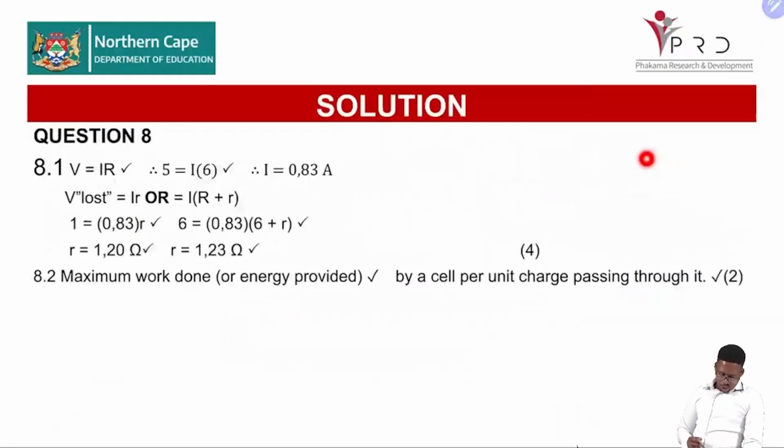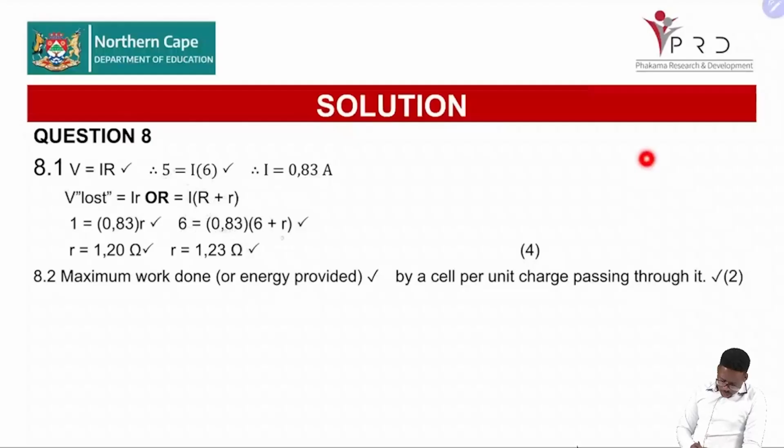So now you know that we can use V is equal to IR for V lost, or we can use the whole formula: EMF is equal to total current multiplied by R external plus internal resistance. Our EMF is 6, which is equal to our total current. You must get it first. V is equal to IR. So if our V is 5 and our R is 6, our current will be 0.83. You get 2 marks for that.